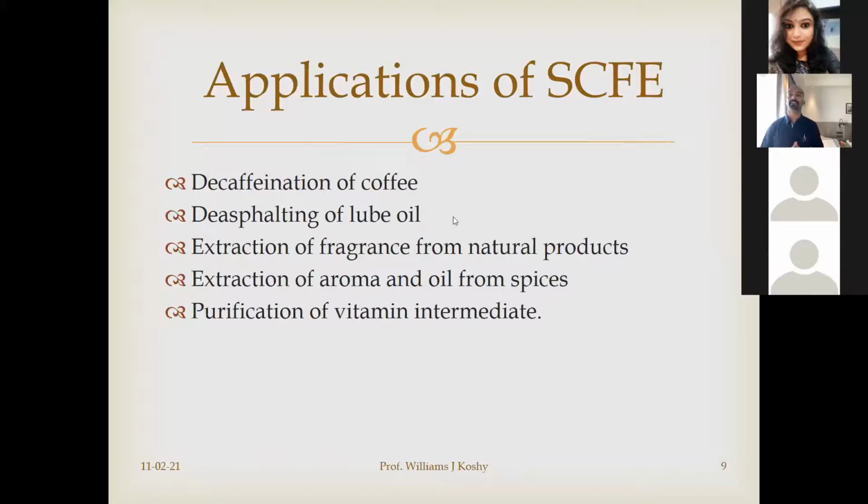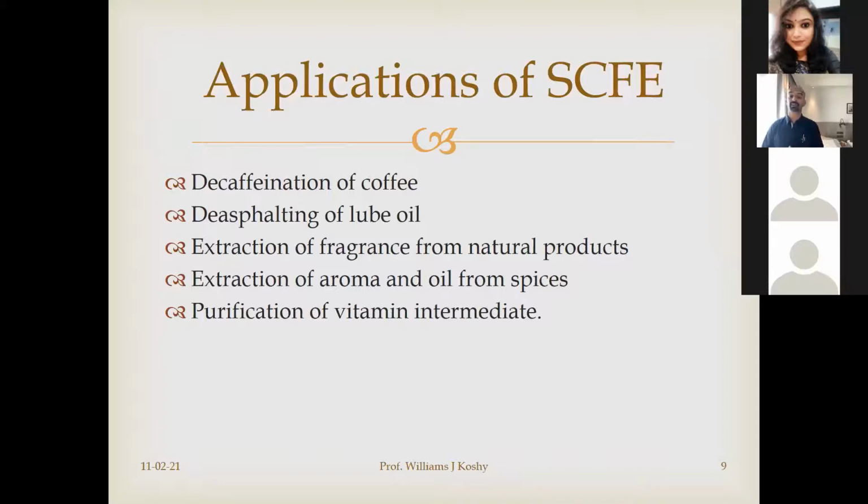Okay. Similarly, extraction of aroma and oil from spices. जो डिफरेंट स्पाइसेस रहते हैं उसके अंदर से हम लोग जो स्पाइसेस के एक्सट्रैक्ट्स रहते हैं, वी कैन collect these, we can extract these components from spices as well as oils. Okay, so for that also we can use supercritical fluids.